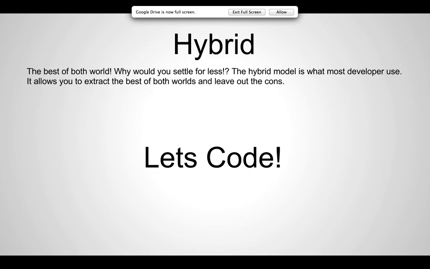Usually the best build to follow is the hybrid.